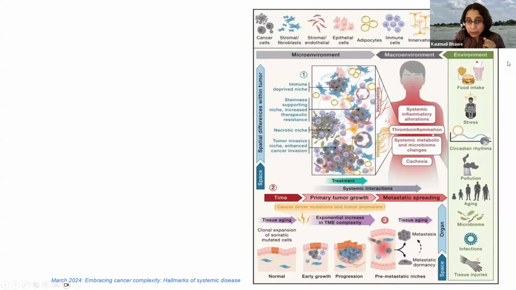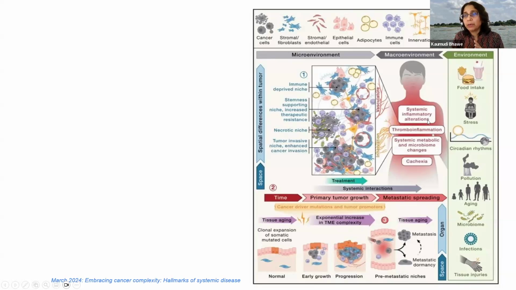Okay. Now here, we went through the top, all the cells. Now we're looking at this middle here, where it says microenvironment and macroenvironment. And they've done this nicely with an XY axis. You have on the Y axis spatial differences within the tumor, and on the X axis, you have time. Over time, there's the primary tumor growth, there's the metastatic spreading. Throughout that whole process, there are systemic interactions happening, and there are different treatments that are being seen by the system, right?